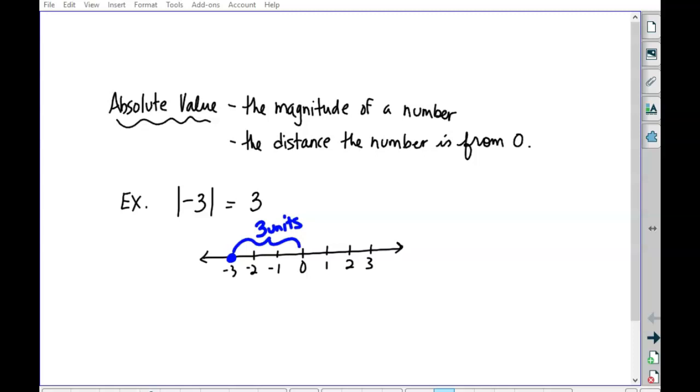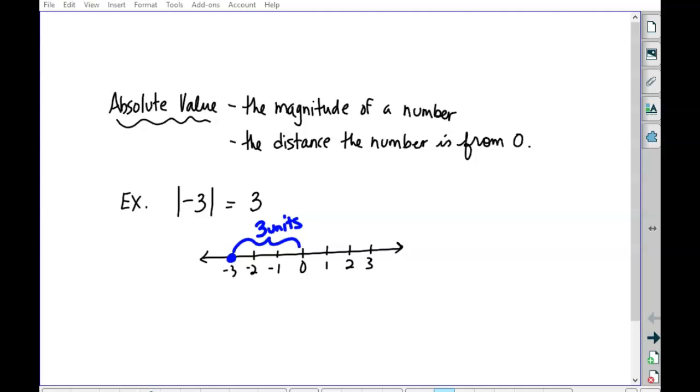Okay, so absolute value, what is absolute value? It's the magnitude of a number. Or in other words, the distance the number is from 0. So absolute value of a number is never negative. Negative tells you a direction. Okay, so for example, absolute value of -3 is +3.